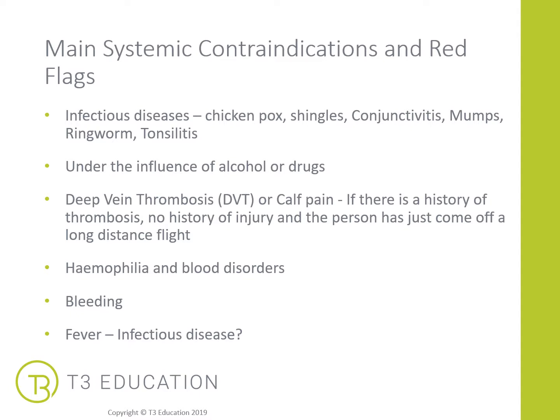The next slide is the main systemic contraindications and red flags. A red flag is a sign or symptom that you may see or your client has told you over the phone that you know means they need to get some immediate medical attention, so to their GP or potentially to A&E. So in terms of main systemic contraindications, the first one is infectious diseases. So this covers things such as chickenpox, shingles, conjunctivitis, mumps, ringworm, tonsillitis.